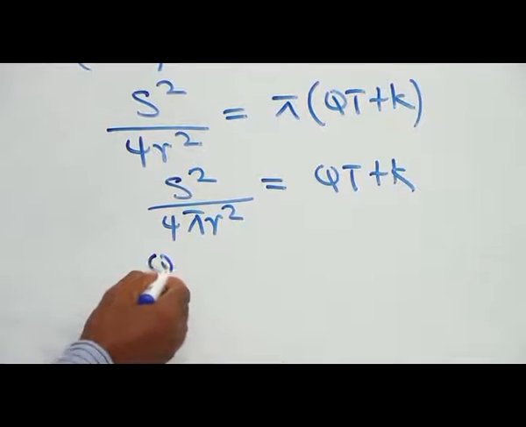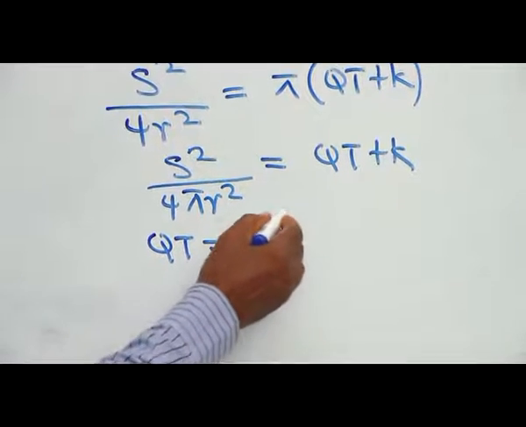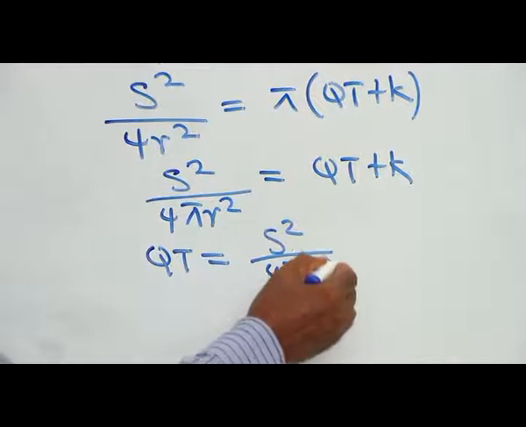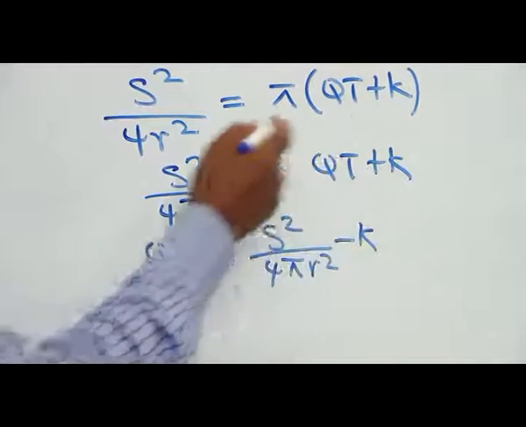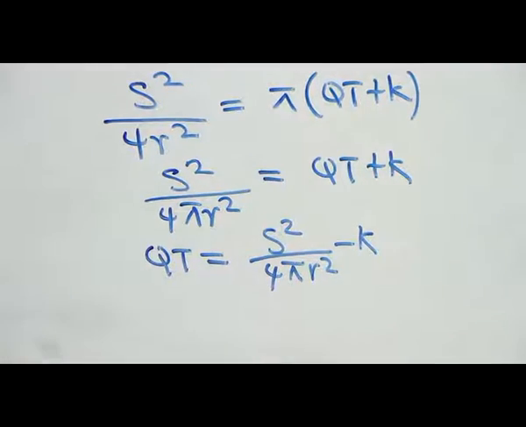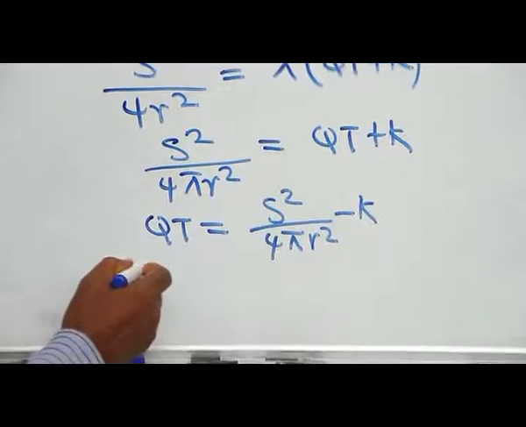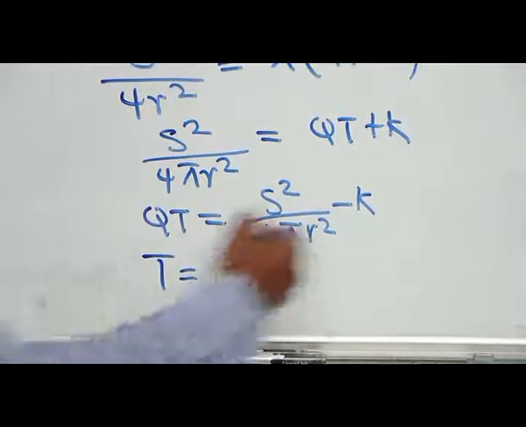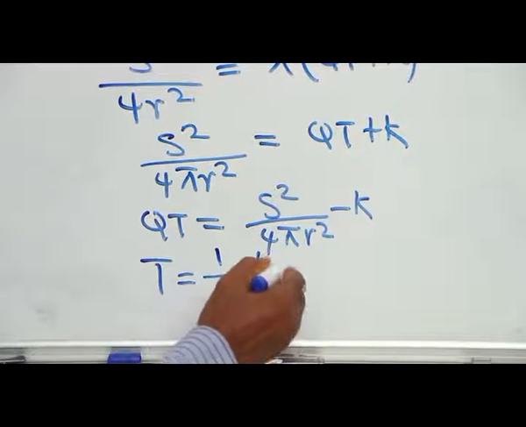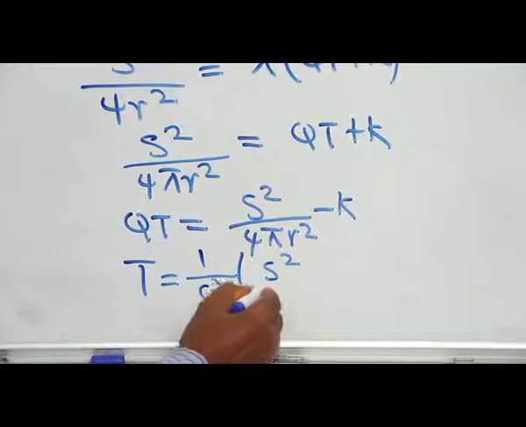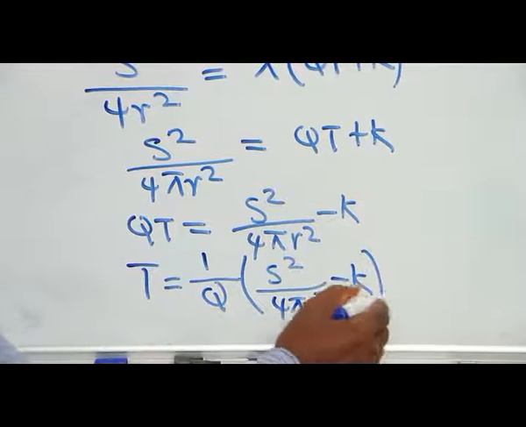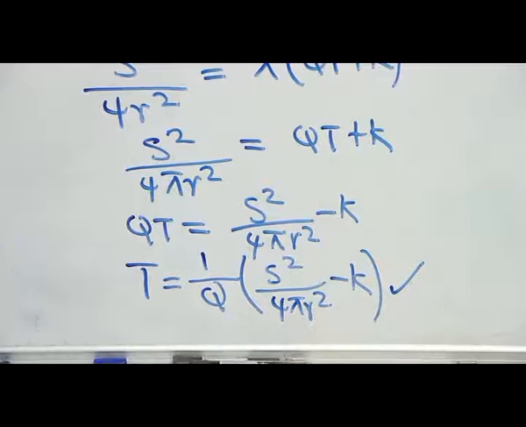Therefore, we have our qt will be equal to s squared all over 4 pi r squared minus k. I took this to this side. That's why we have it. And qt remains. So qt is equal to that. Now, don't forget our interest is to make t the subject of the formula. So we divide both sides by q. So 1 all over q into s squared all over 4 pi r squared minus k, and a closing bracket. This can serve as a solution.